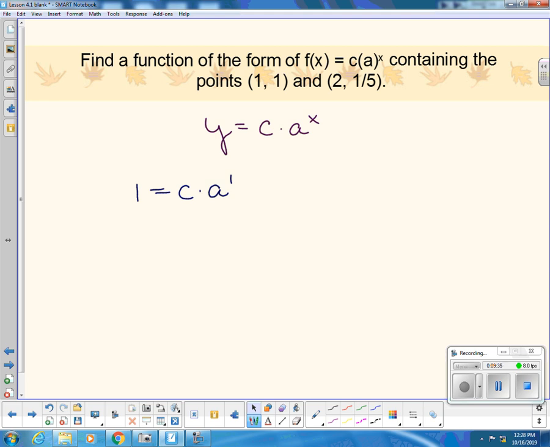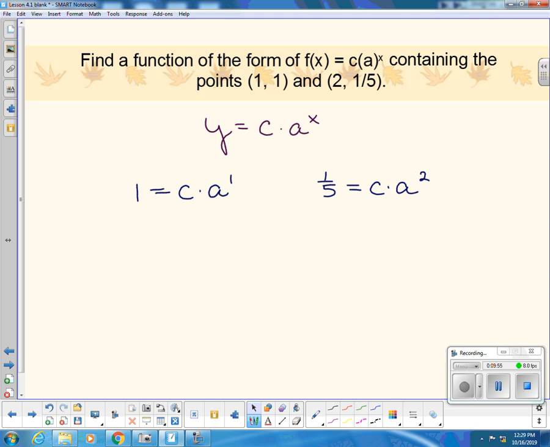So the second equation: y is 1/5 equals c times a to the second power. That makes sense? All right. There's a couple ways you can do this. I'm going to show you one way. Math Excel might show you a different way.